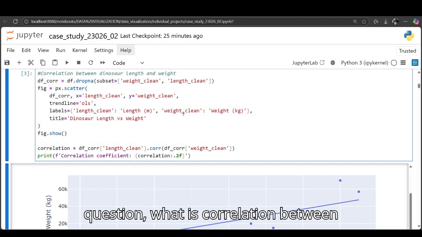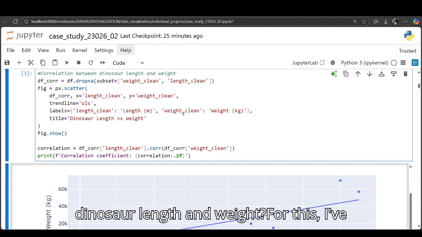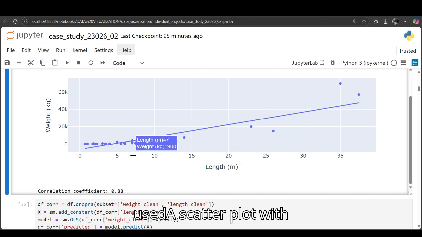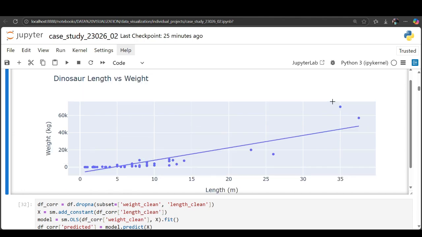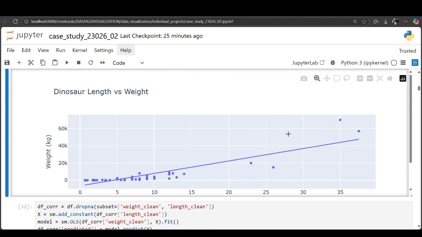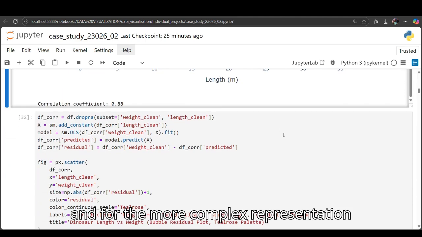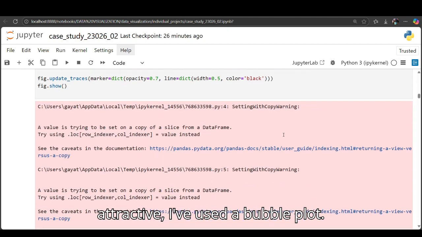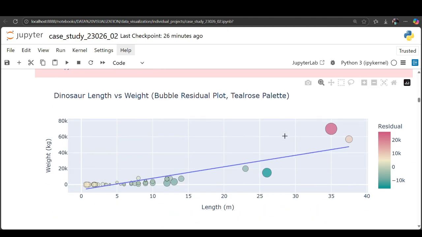My first question: what is the correlation between dinosaur length and weight? For this, I've used a scatter plot with a regression line. And for the more complex representation, to make it more fun and visually attractive, I've used a bubble plot.